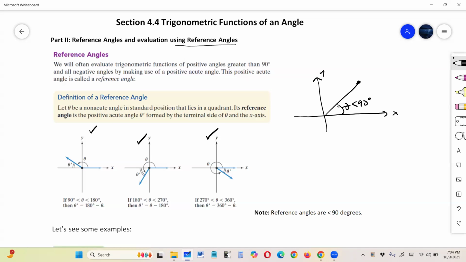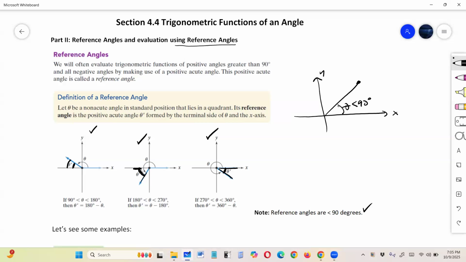Okay, so if your angle is in the second quadrant, the reference angle is this angle right here, the angle formed between the terminal side and the x-axis. If it's in the third quadrant, here is your reference angle, formed with the terminal side and the x-axis. If it's in the fourth quadrant, here's your reference angle, terminal side and the x-axis. It's important that you understand it's always an angle less than 90 degrees.